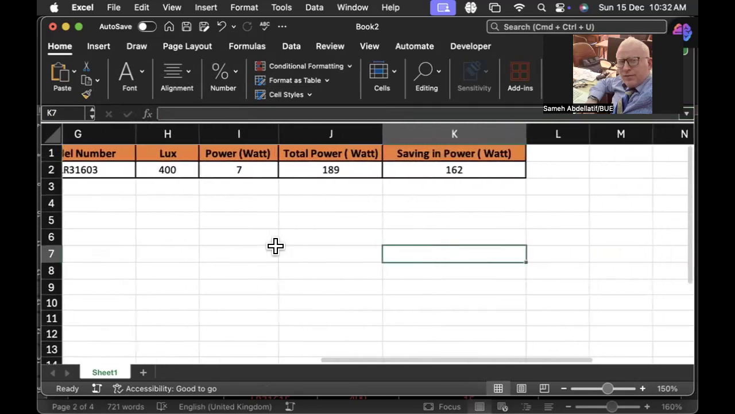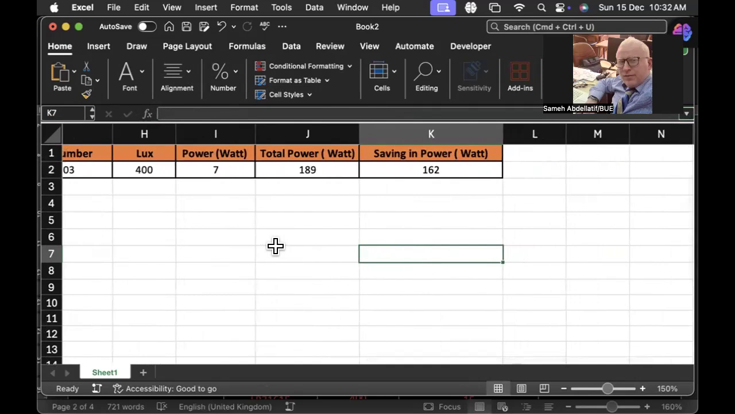Now, the question is: is it worthwhile to take the decision or not? To answer this question, we have to go to the economic part of the story. So what is the economic part of the story? It is simply how much money I'm going to save by making this decision, and the cost of this decision.